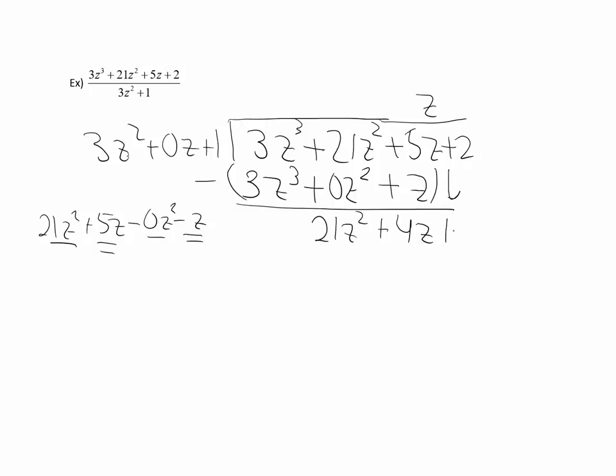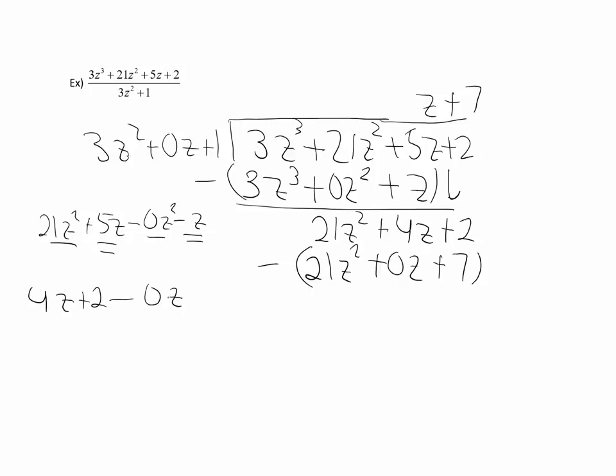Bring down the next term, which is 2. Now, what do I multiply 3z squared by to get 21z squared? Well, that's a positive 7. So plus 7. 7 times 3z squared is 21z squared. 7 times 0z is 0z. And 7 times 1 is 7. Subtract. So 4z plus 2, distribute the negative, minus 0z, and that is minus 7. Well, that is 4z. And 2 minus 7 is negative 5. So the 4z minus 5 is the remainder.